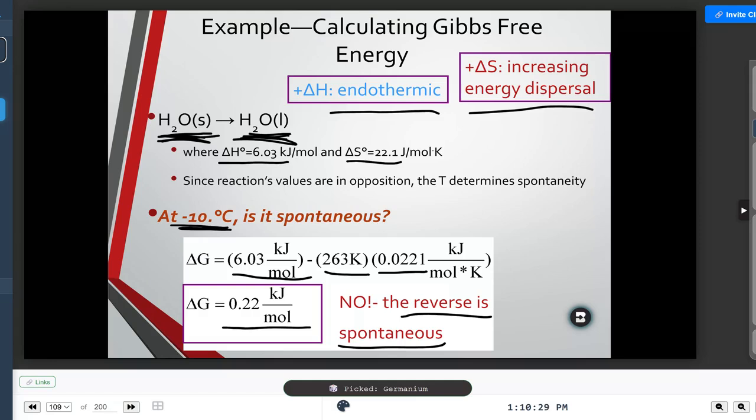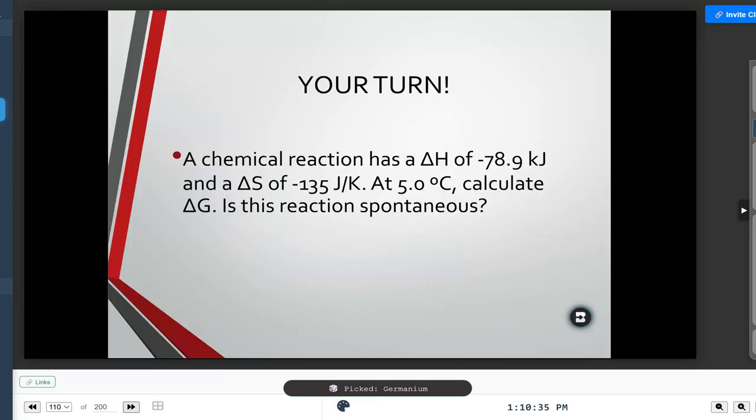Right? That's pretty cool. All right, let's see if you can do it on your own, right? Let's see if you can take this equation and tell me if this is spontaneous at this temperature. Okay, we have a chemical reaction at a particular temperature. Is this spontaneous or not?